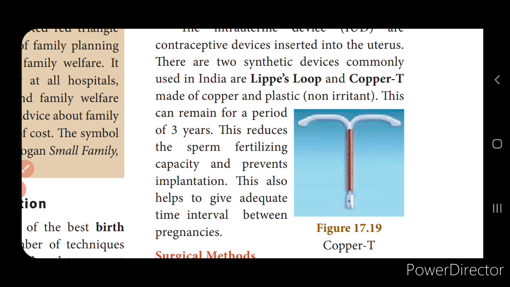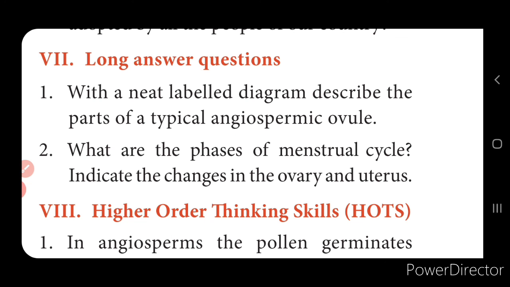Now your homework for today is that on page number 258 you can find these two long answers. The first is the structure of the ovule. You draw the diagram of the structure of the ovule and explain it, and for that you can refer to page number 246. The second question is: what are the phases of the menstrual cycle, indicate the changes in the ovary and the uterus. Now we saw in a tabular column the events of the menstrual cycle and the role of hormones, isn't it? And the answer for this is on page number 251.